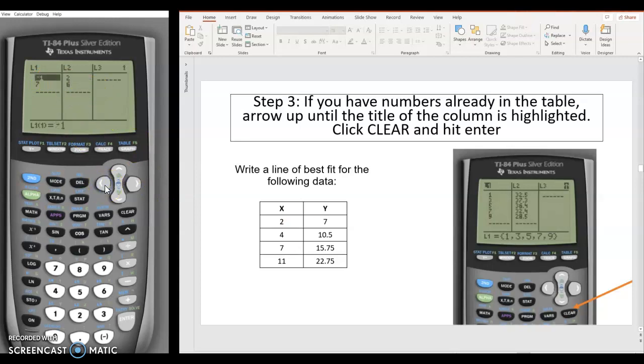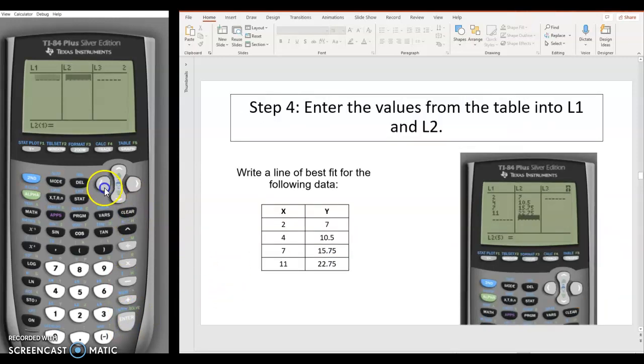Notice I already have values in L1 and L2, so what I'm going to do is arrow up until the title of the column is highlighted, click Clear, and then Enter to clear out that column. I arrow over to L2, go up, click Clear, and then Enter to clear out that column. Now I can enter these values from the table into L1 and L2. L1 is going to get all of the X values, so I'm going to type them in, hitting Enter after each one. So 2, 4, 7, and 11.